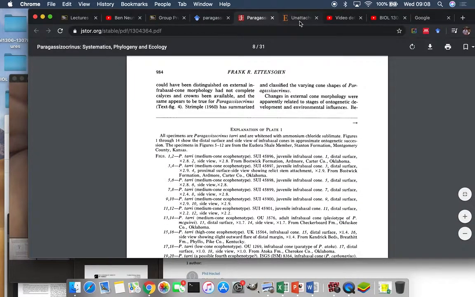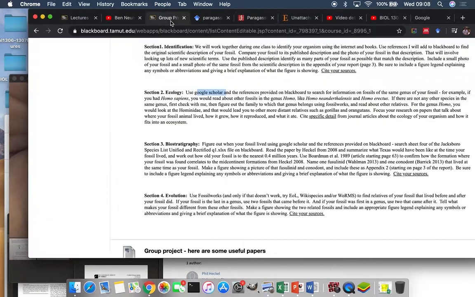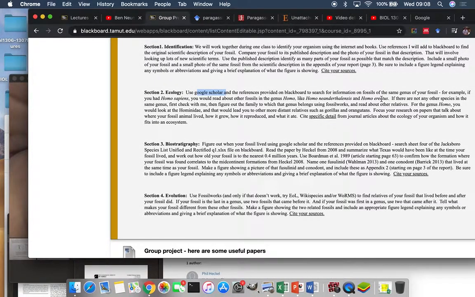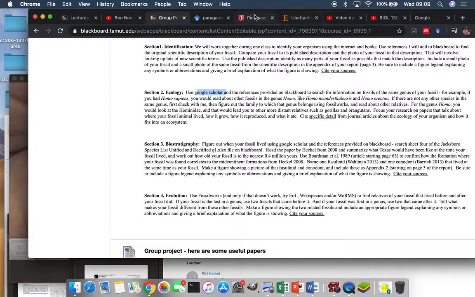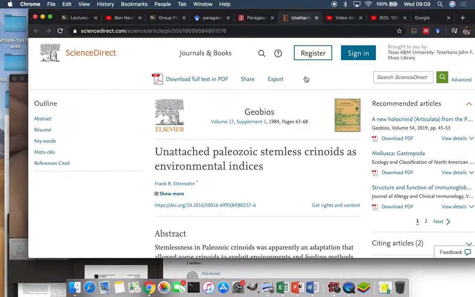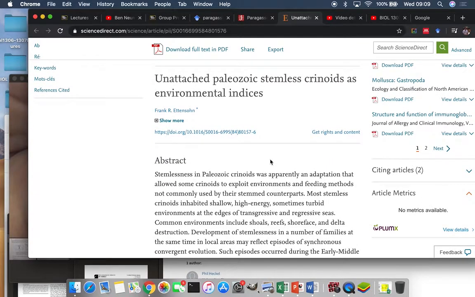So let's go look at another paper. So that's a good start. And let's go back and just check out. Let's see. Use Google Scholar to find information on fossils of the same genus. So yeah, we're going to keep the genus. We're not going to use these species, but we're going to read about them, learn about them, and that's going to be kind of interesting. And focus your research on where your fossil lives, so in the ocean, on the sea bottom, fairly shallow, how it reproduced and what it ate. So we're going to look through these things, and we're going to try and find words that describe how a thing might live or how it might eat.